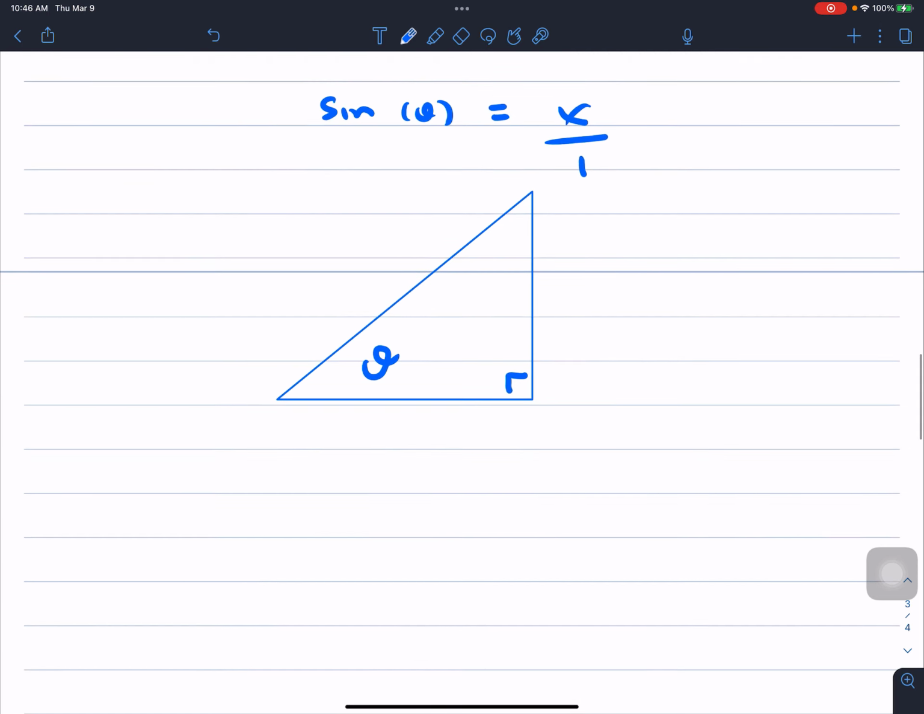What's the definition of sine? Anybody here skip trig by any chance? I hope not. What's the definition of sine? Isn't it opposite over what? Hypotenuse. So in other words, this is x, and this is 1. Do you guys know what this is going to be? It's going to be that radical, square root of 1 minus x squared, by the Pythagorean theorem. And then this is the adjacent side. Okay, you guys okay with that?